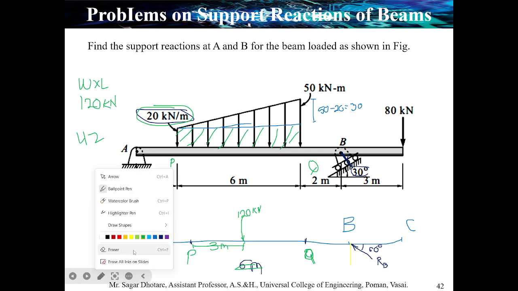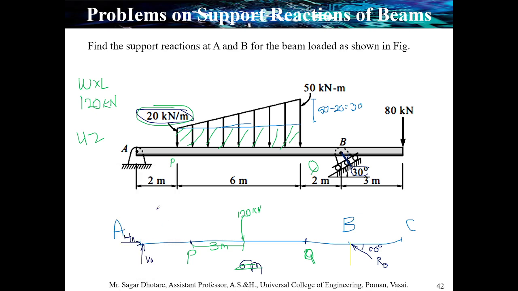Now what about the remaining force? How can we find out the magnitude of the remaining force? It is very easy to find out by considering this force as UVL, uniformly varying load, and converting this force into a single point force using the same process.